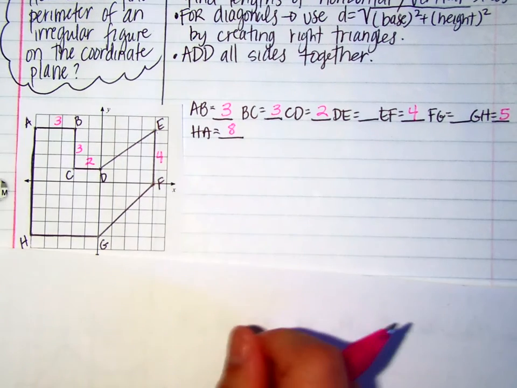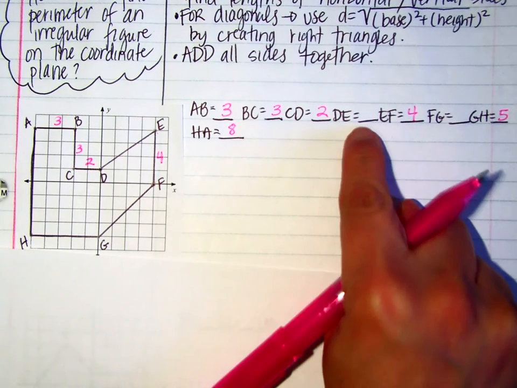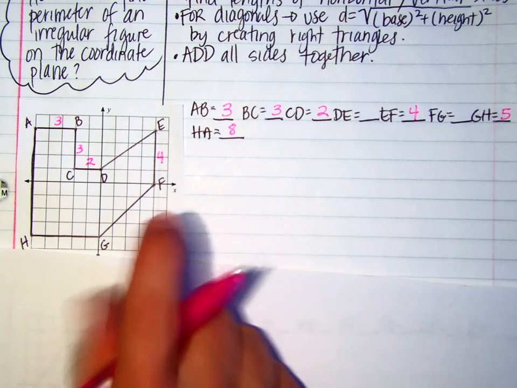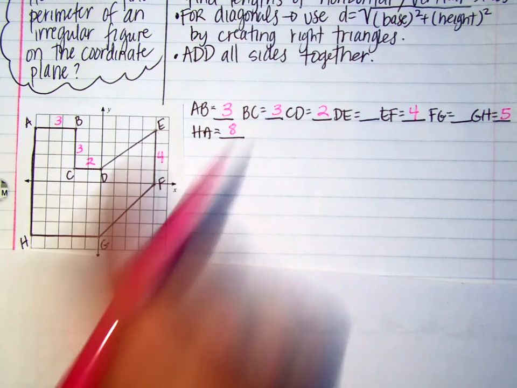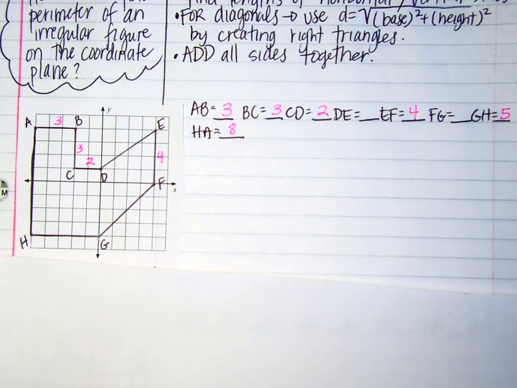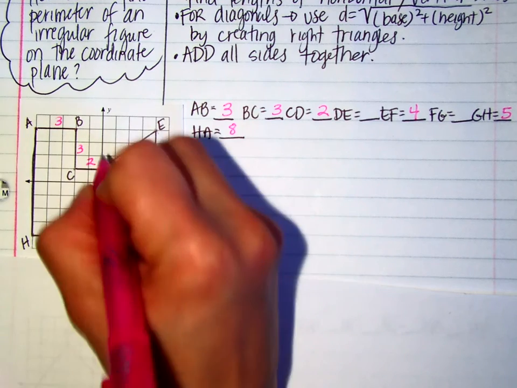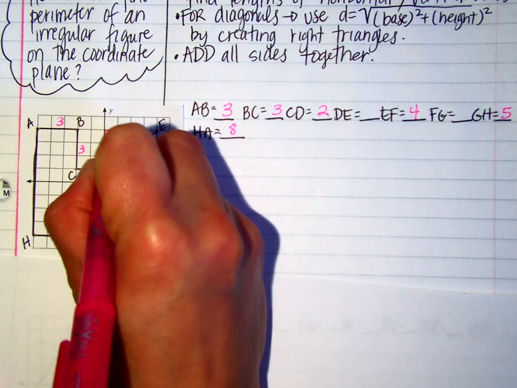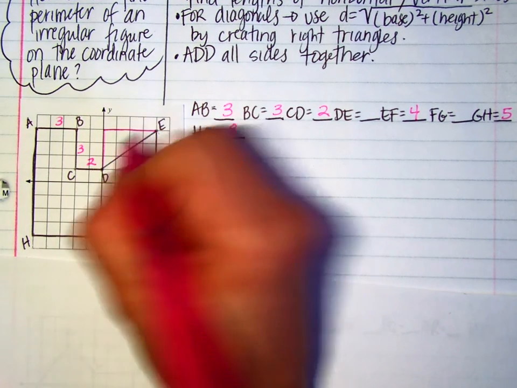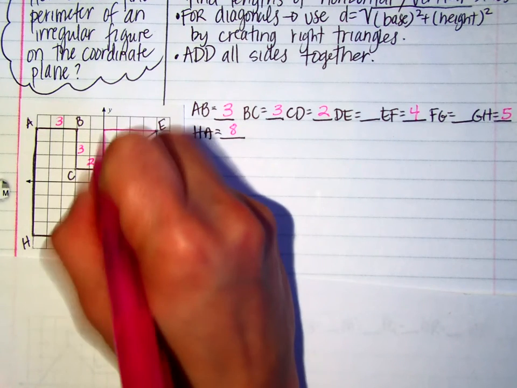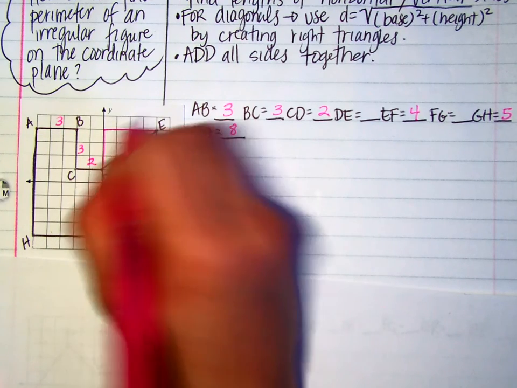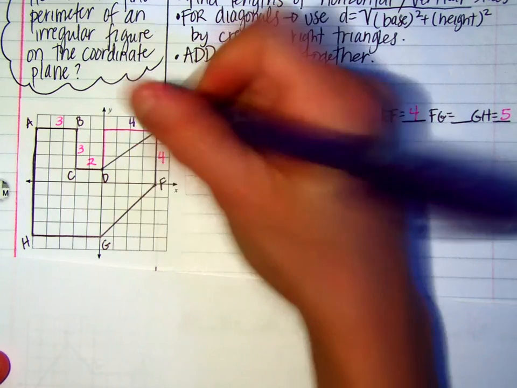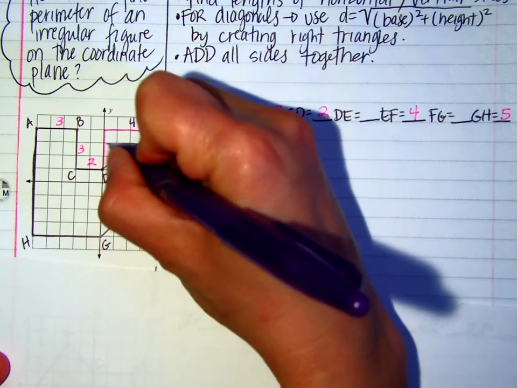Okay. So as you can see, we are missing 2 lengths, the length of DE and the length of FG. This is where we're going to build those right triangles to help us find the length of those sides. Okay. So I'm going to take my writing utensil and I'm going to create that right triangle. And I'm going to count how much my base is and how much my height is. So it looks like my base is 1, 2, 3, 4, and the height is 1, 2, 3.